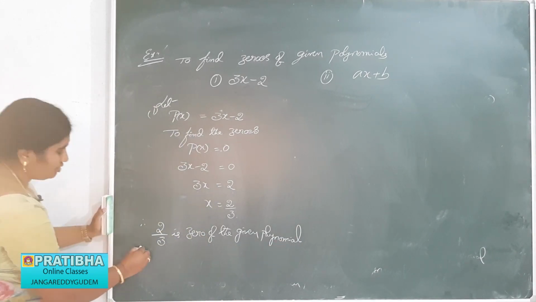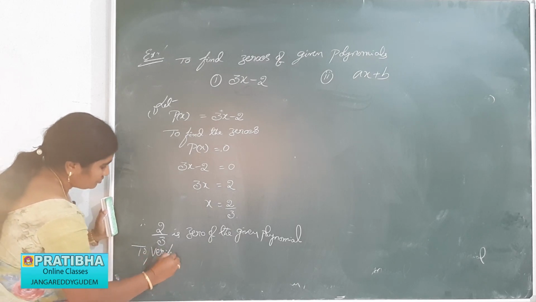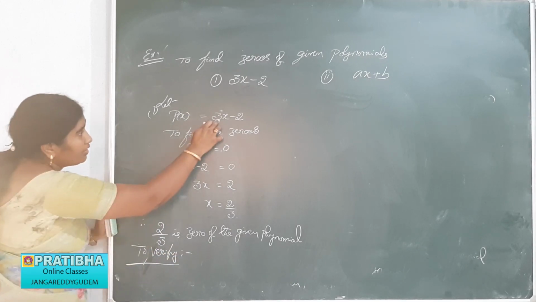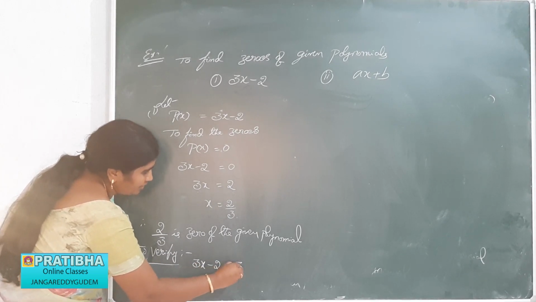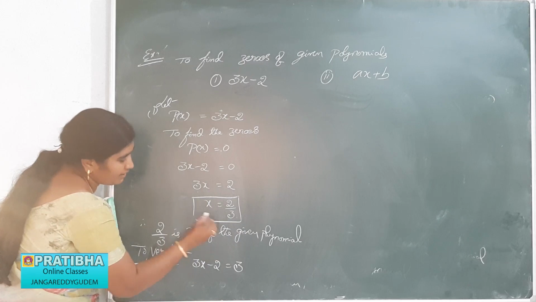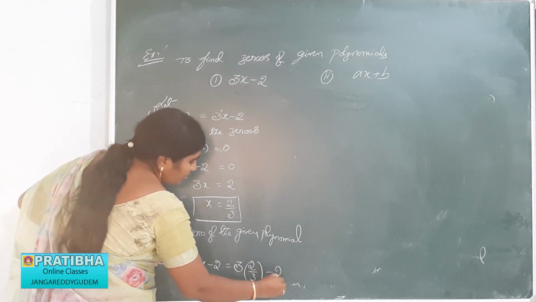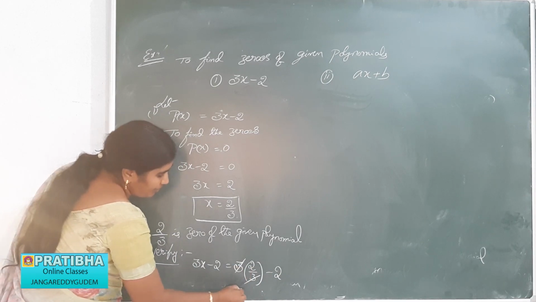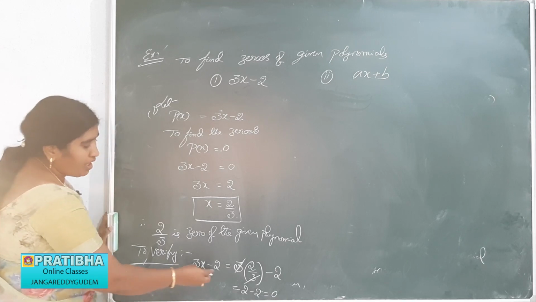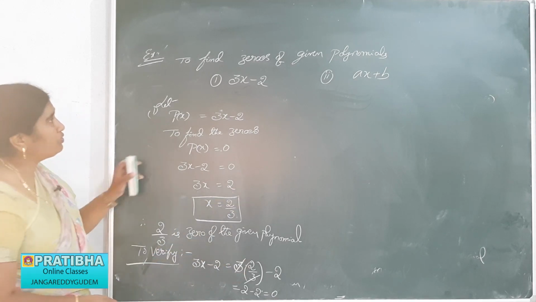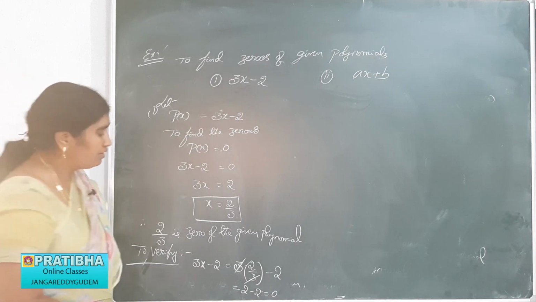To verify, the given polynomial is 3x minus 2, that equal to 3 into, here x value is 2 by 3, 3 into 2 by 3 minus 2. Here 3 cancel, 2 minus 2 equal to 0. P of 2 by 3 equal to 0, then 2 by 3 is called the zero of the given polynomial.